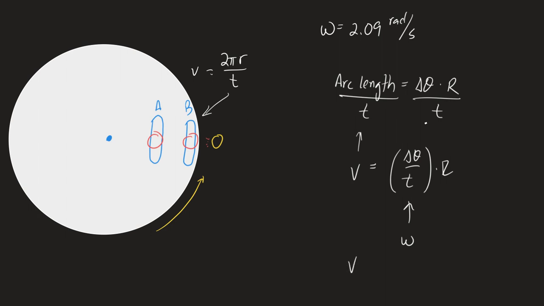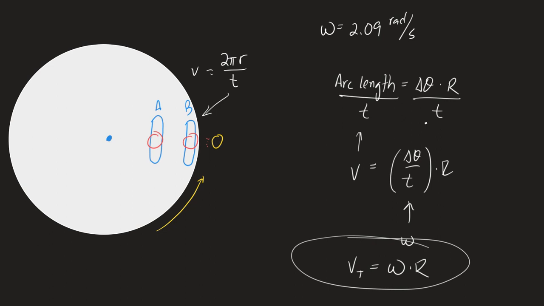So you can get the tangential velocity of any object traveling on a circle directly from its angular speed. You need this. You need this. All right, we're going to use it a lot.